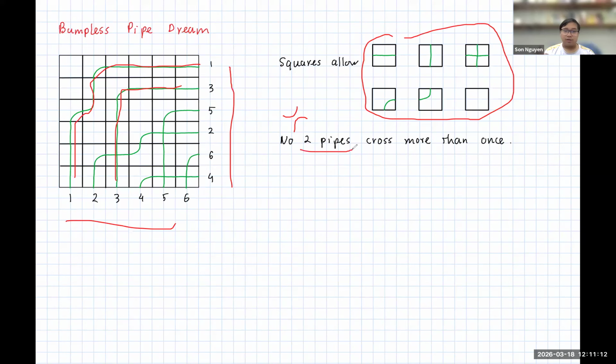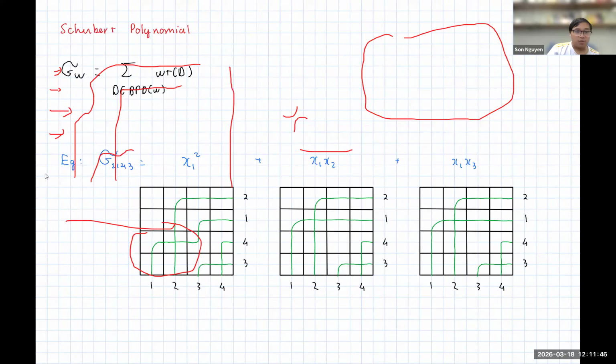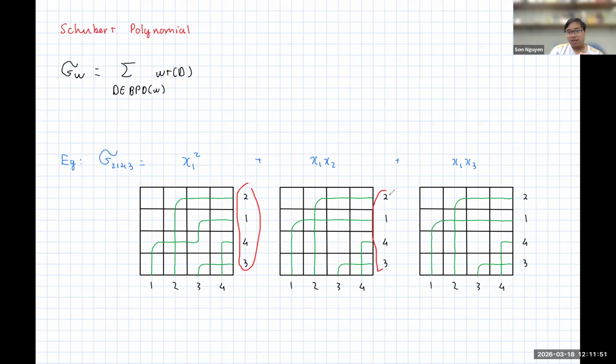I also only consider reduced bumpless pipe dreams, meaning that I don't allow any two pipes to cross more than once. So like these two cross here, then in the future they cannot cross anymore. And if I get a bumpless pipe dream, I can take its weight by counting how many empty squares I have in each row. So here, from row 1 to row 4, I have one empty square each. So my weight is x1, x2, x3, x4. And to get the Schubert polynomial, all I have to do is sum the weights over every bumpless pipe dream that gives me the same permutation.